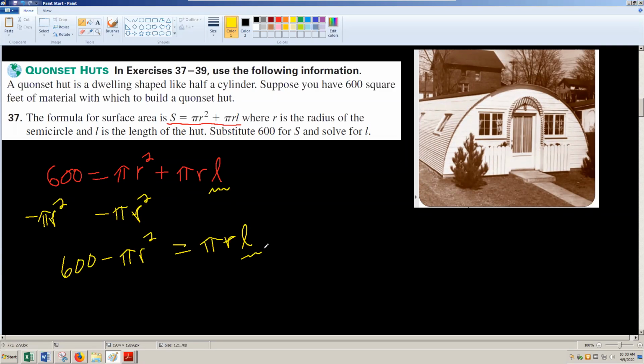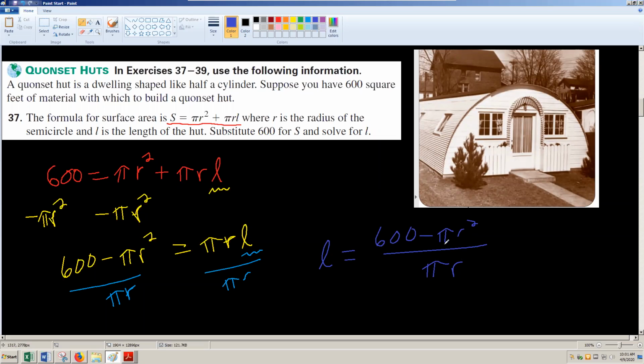So again, wanting to get this thing by itself, what am I going to do? My next step is to divide by pi r. In terms of what I would be looking for as an answer, this is the point that I would stop. If you want to simplify and split these things out, you could, but I would take this as a final answer and that'd be fine. So my L value equals 600 minus pi r squared, all over pi r.